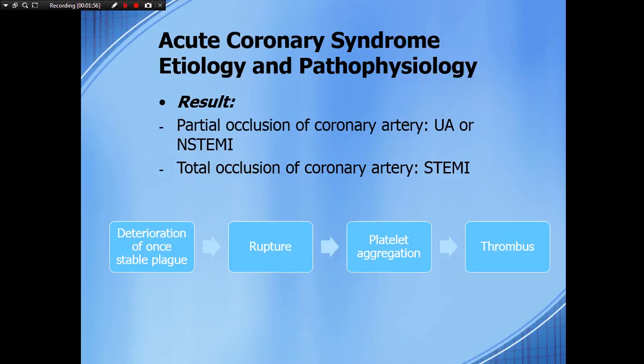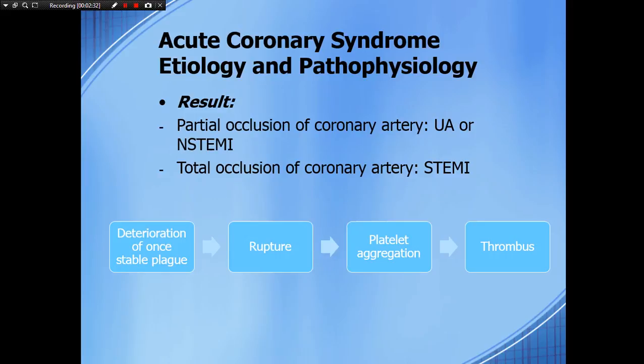ACS is caused by the decline of a once stable atherosclerotic plaque. The previously stable plaque is going to rupture, releasing substances into the vessel. This stimulates platelet aggregation and thrombus formation. This area may become partially occluded by a thrombus or totally occluded. Partially occluded is going to manifest as unstable angina or a non-ST elevated MI, and a totally occluding thrombus will manifest as a STEMI, or an ST elevated MI.